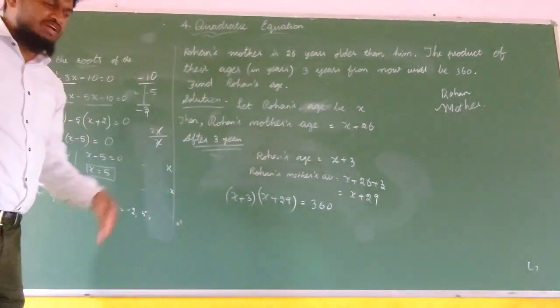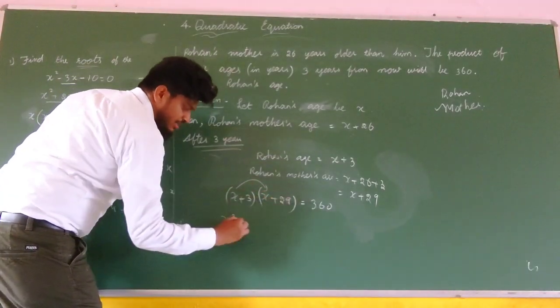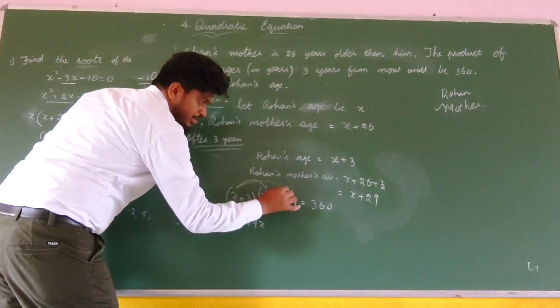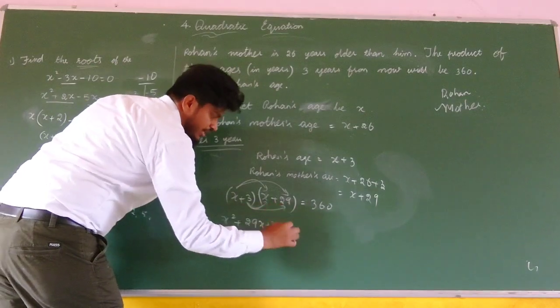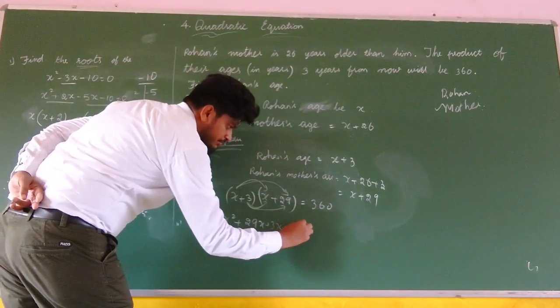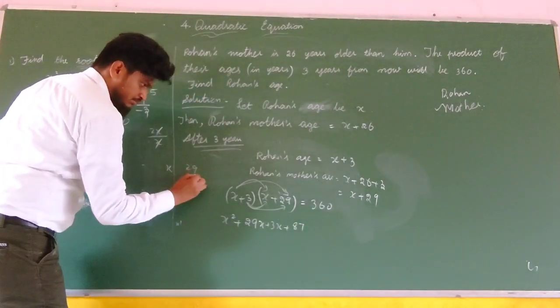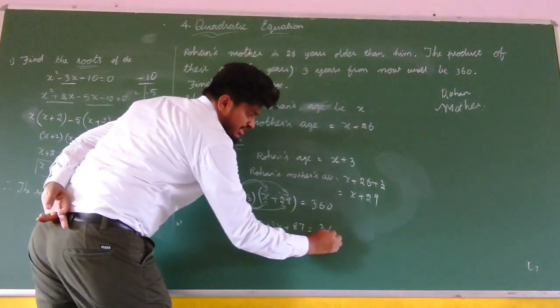Now we can multiply, very simple, right? By using this property, x into x is x square, x into 29 is 29x, and then similarly 3 into x is 3x, and 3 into 29 is 87, right? So x square plus 29x plus 3x plus 87, which is equal to 360.